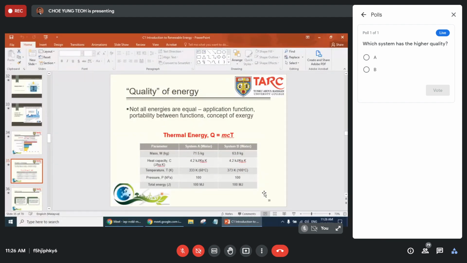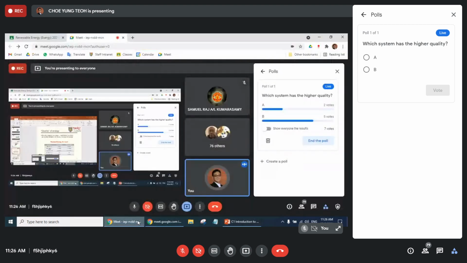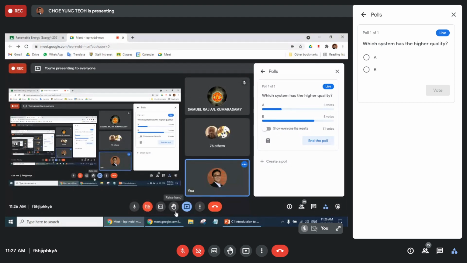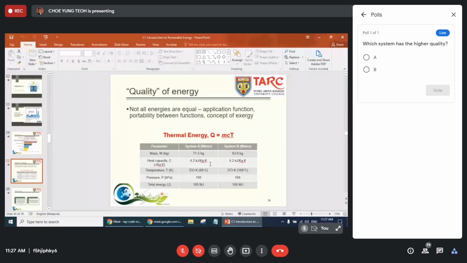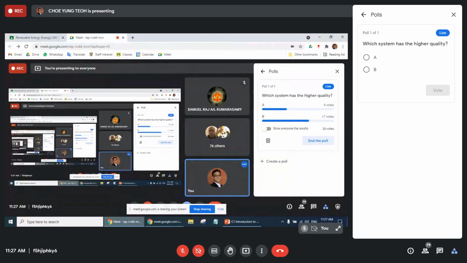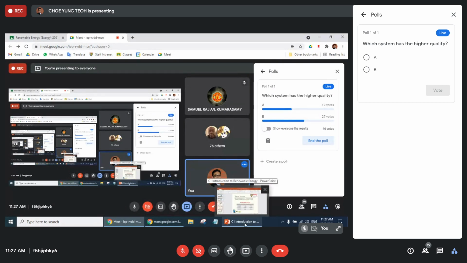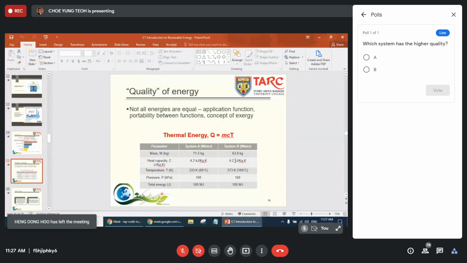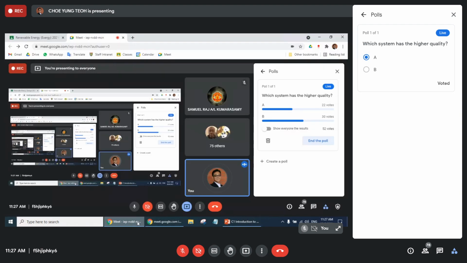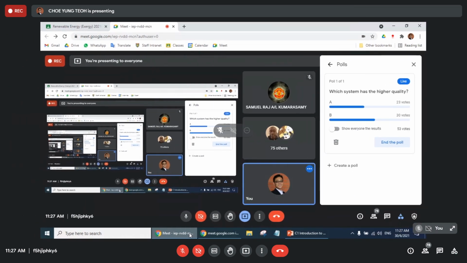Both. The total energy is exactly the same, it's 100 megajoule. That's why we need to study exergy, because the quality is different. But now, let me give you a brief idea. Make your own decision, don't follow the majority. Maybe the majority is not correct. Almost equal, 23 votes for A and 30 votes for B.